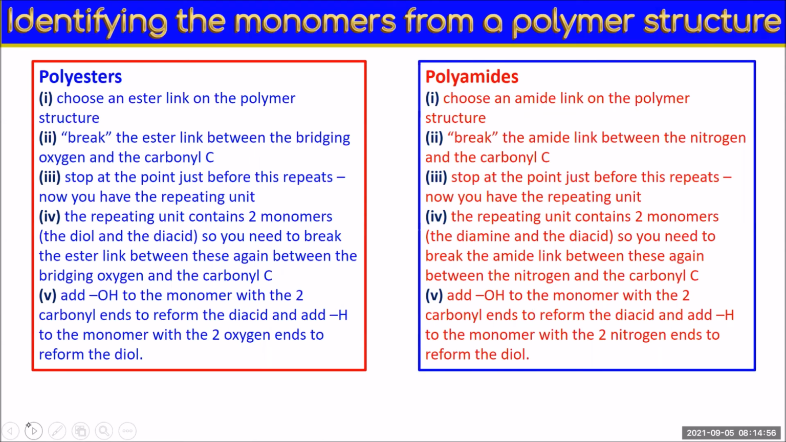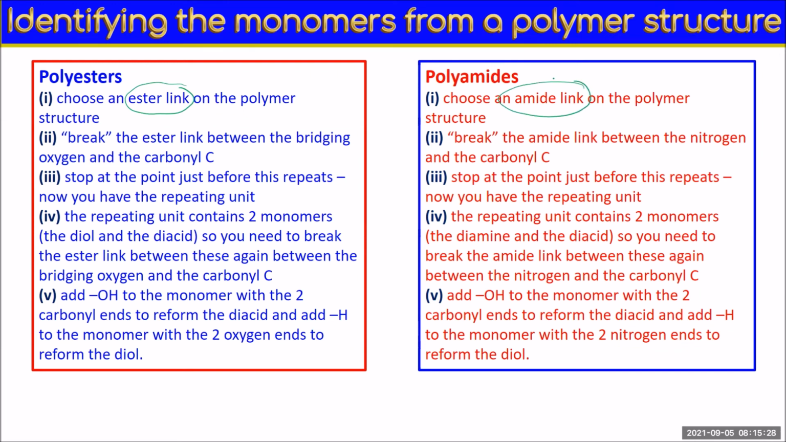One of the things that you're going to be asked to do for sure in a test or exam on condensation polymers is to identify the monomers that a polymer is produced from. Now, the method for doing this is pretty similar for polyesters and polyamides. The only difference is what the link group is. So you simply have to find a link group. Now, if you're looking at polyesters, that's an ester link. If you're looking at polyamides, that's an amide link.